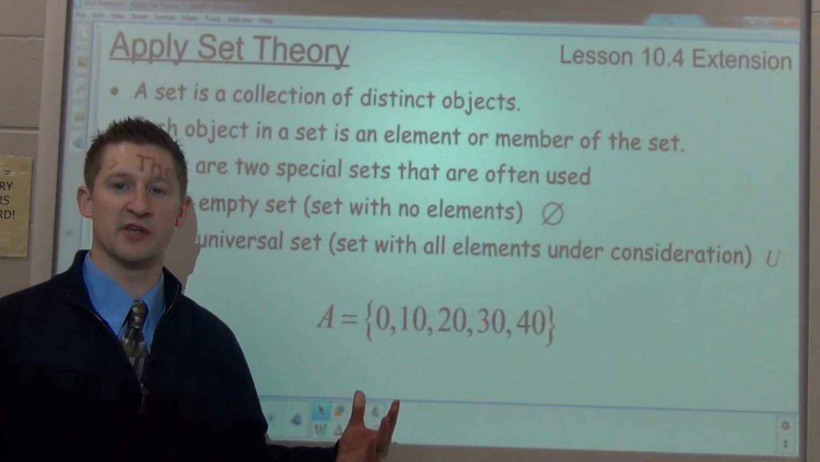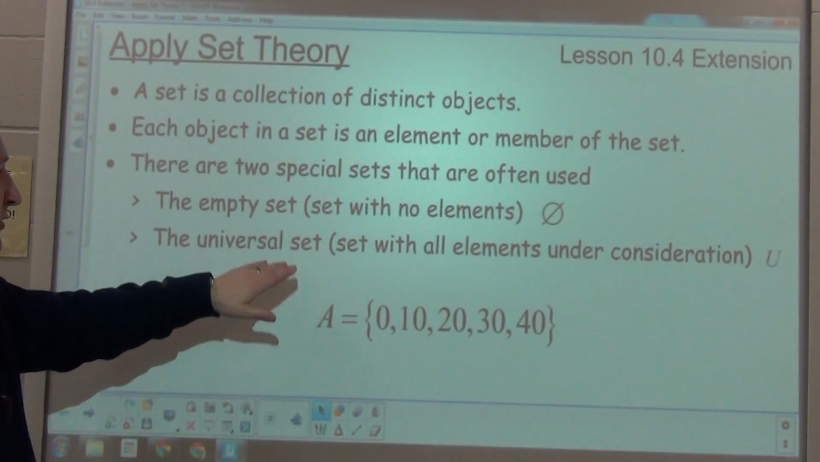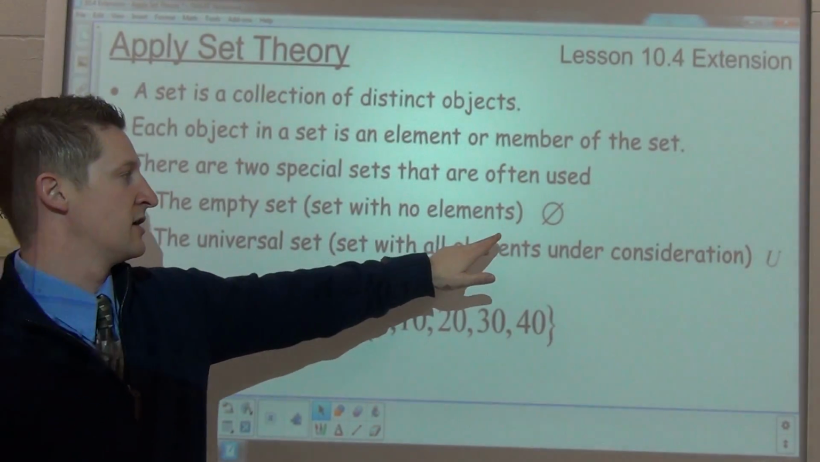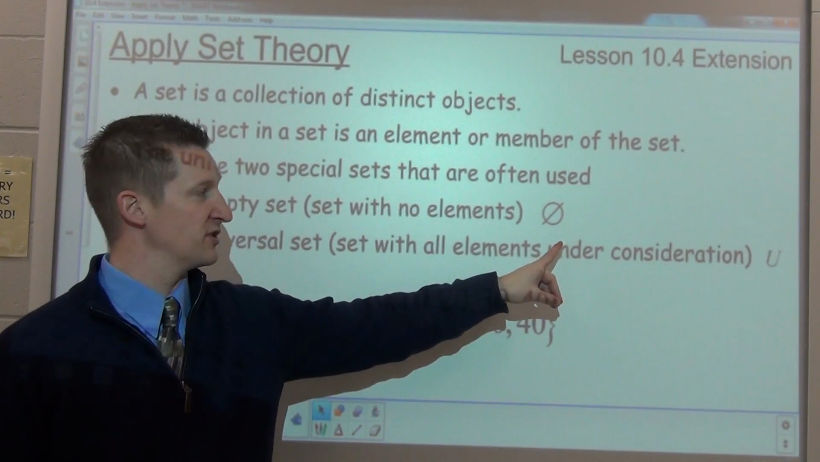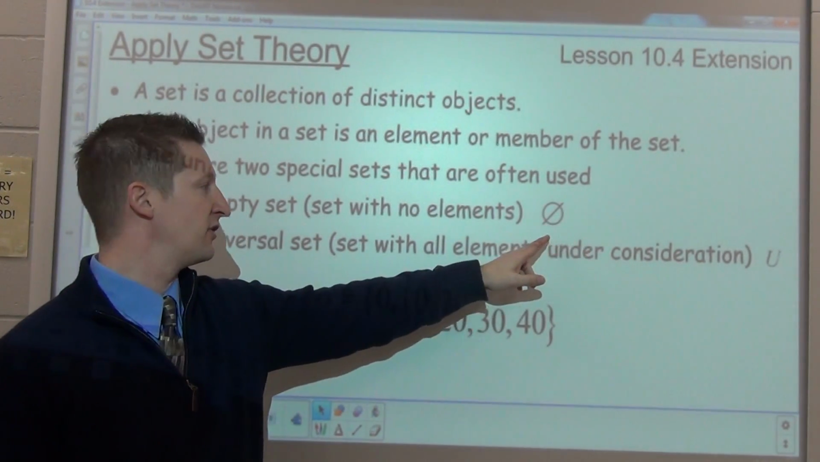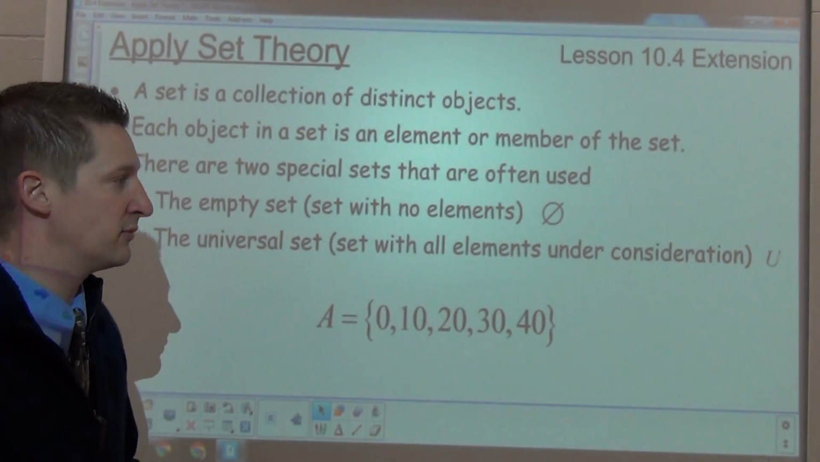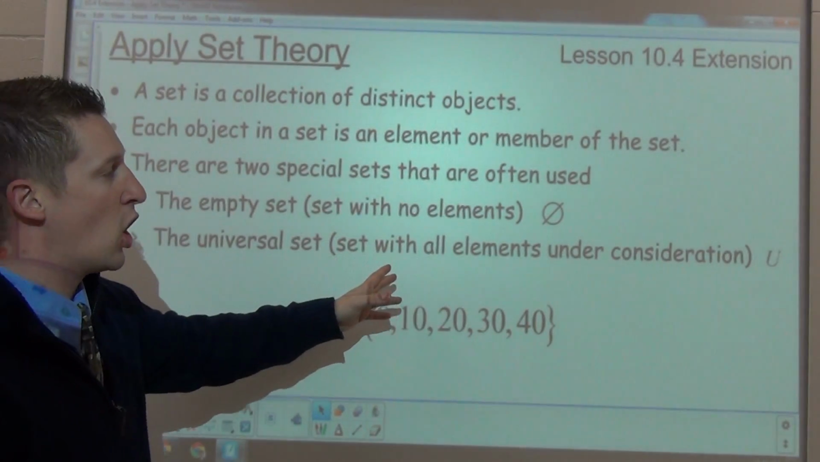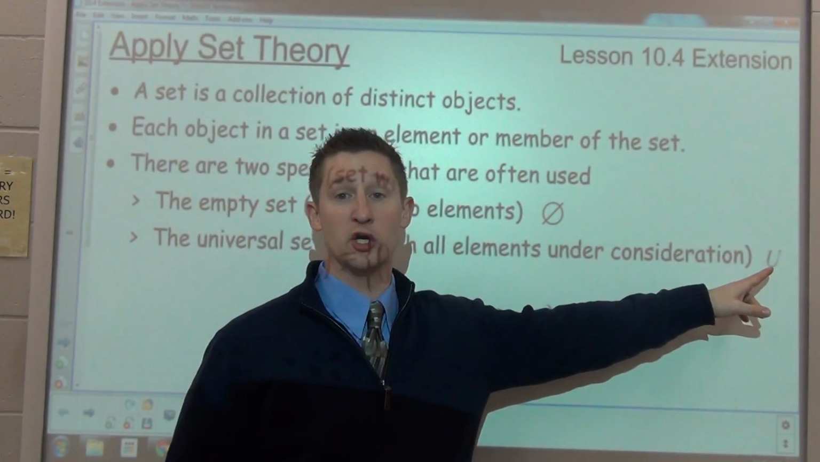Now, a couple of symbols that we might run into are special sets that are often used. So the first one is the empty set. So there's a set with no elements in it. I would use this symbol right here. It's a 0 or an O with a slash through it, meaning nothing is in it. The empty set or the null set is another way that you might hear that described. The other special set would be the universal set, which means the set with all elements under consideration, and we represent that set with the letter U.